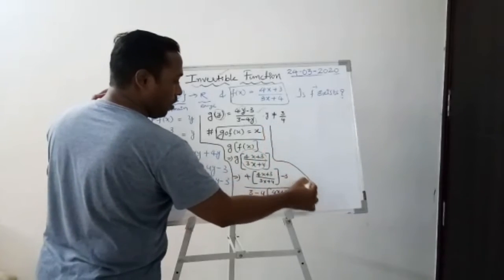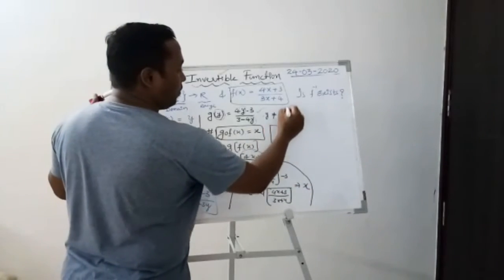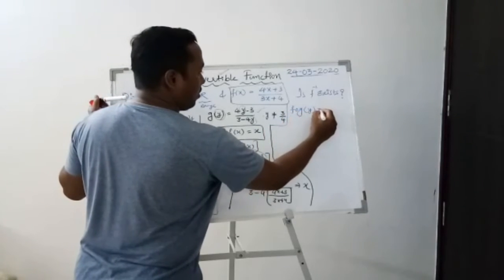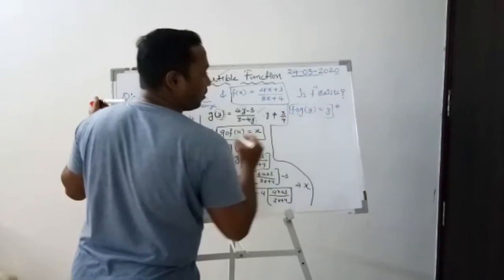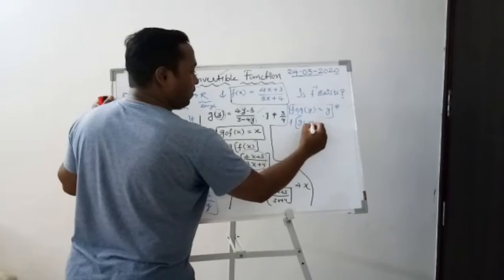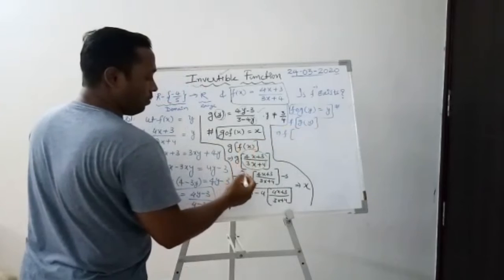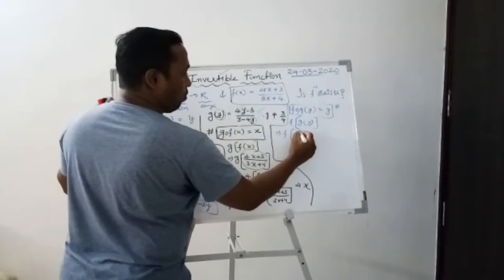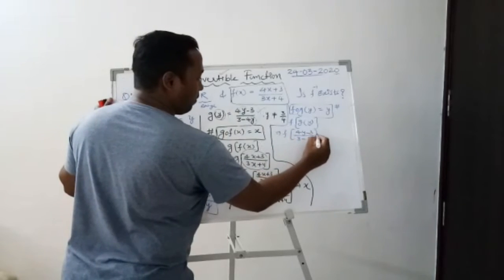Similarly, we need to prove the fog of the function: f of g of y is equal to y or not. This is the second test. For that again we are taking f of g of y, left hand side portion. Then we'll substitute the g of y value. What is g of y we have? Here, this is g of y: 4y minus 3 by 3 minus 4y.